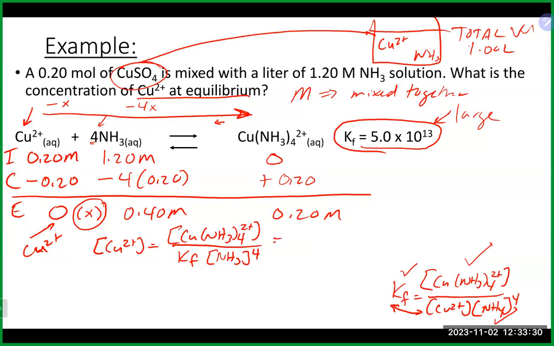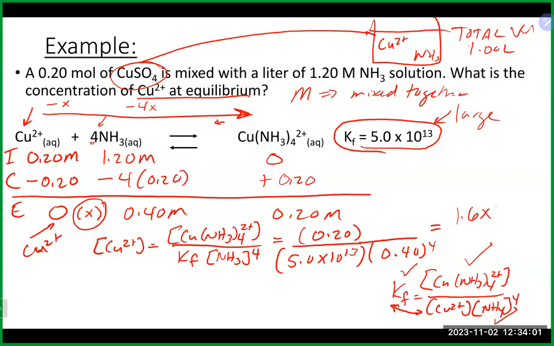So we have all those numbers, so we'll put them in. We got 0.2. We got our Kf, which is 5 times 10 to the 13. And we have our 0.4 to the 4th. And if we do all that on our calculator here, we end up with, hopefully, 1.6 times 10 to the minus 13 molar for the free copper 2 concentration that's floating around in that solution.